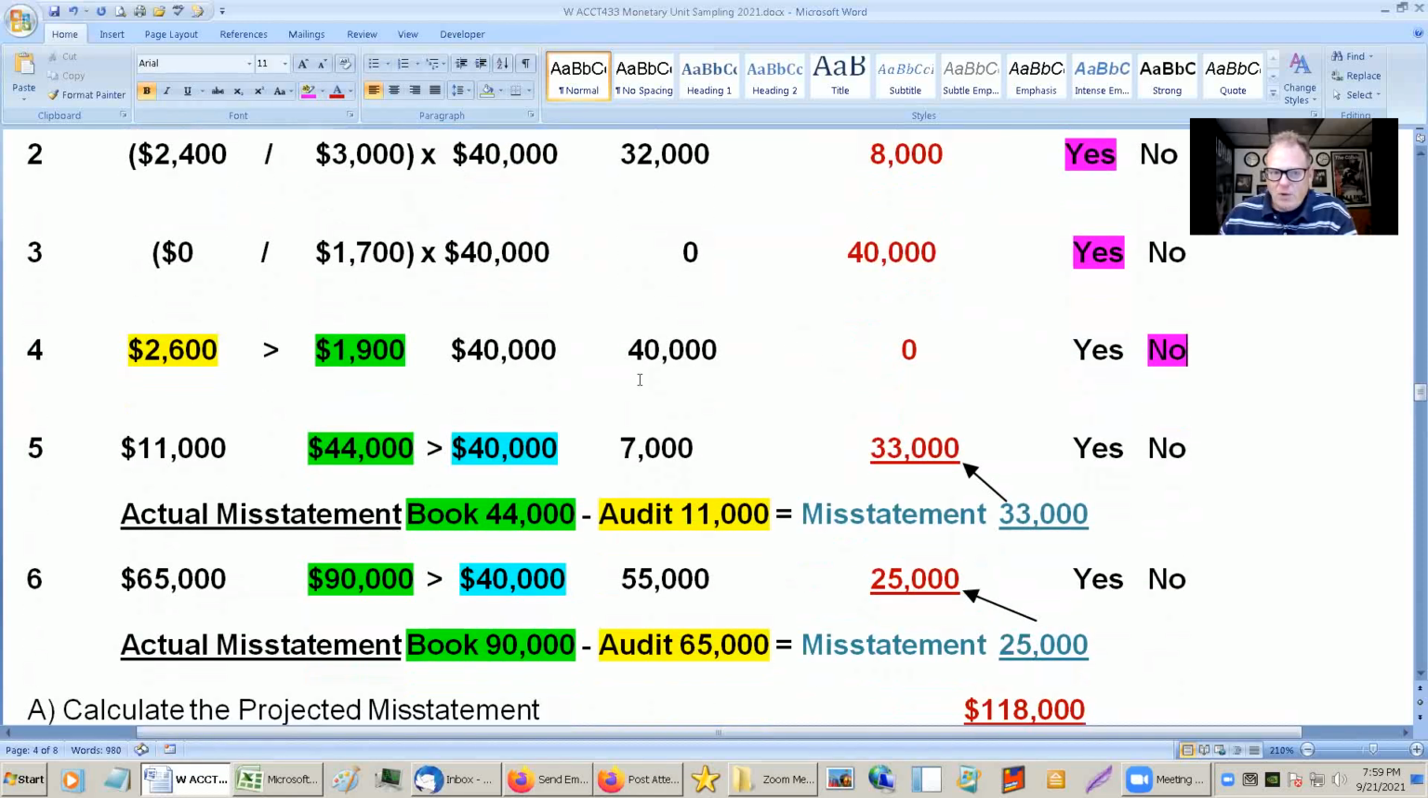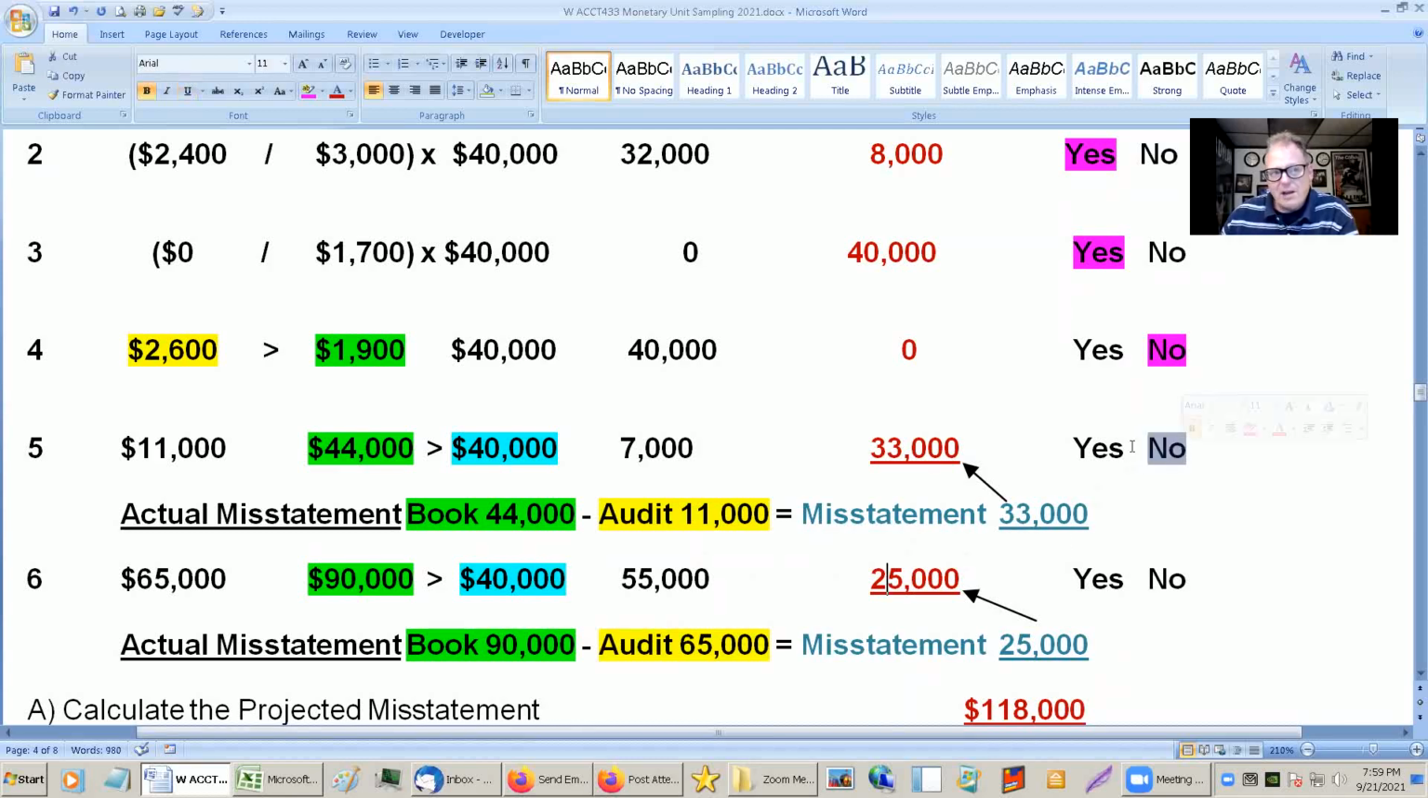Now, when it comes to these last two, you'll notice that these intervals could not be more wrong than they already are. Why? Because this thing covers the entire interval. This covers the entire interval, so there's no way that this could be any worse. This 33,000 is the most that that interval could be off by. And down here, the 25,000 is the most that those two intervals could be off by.